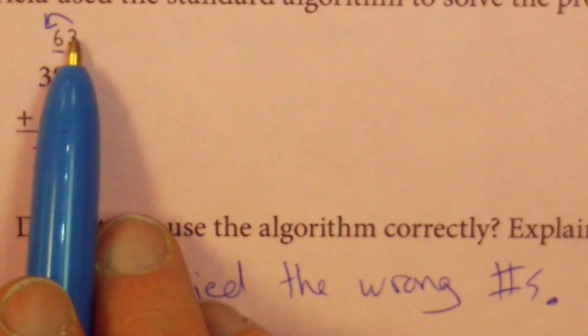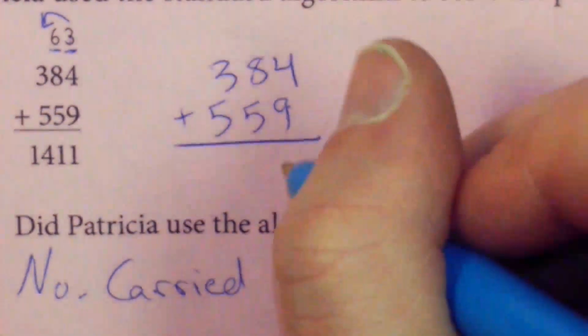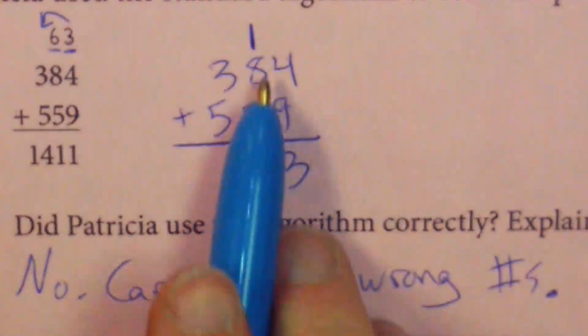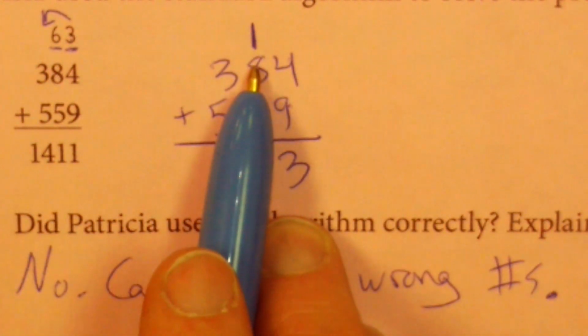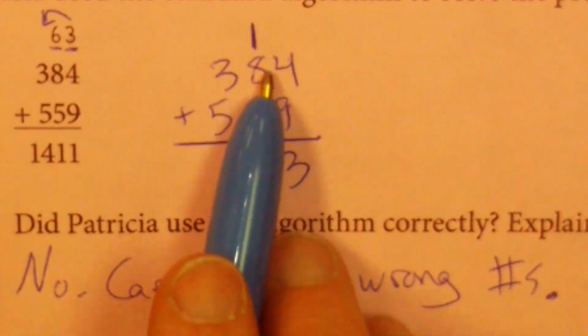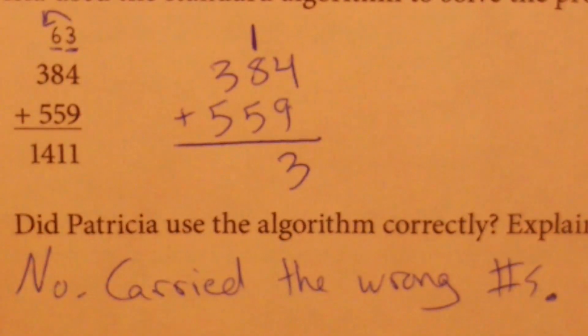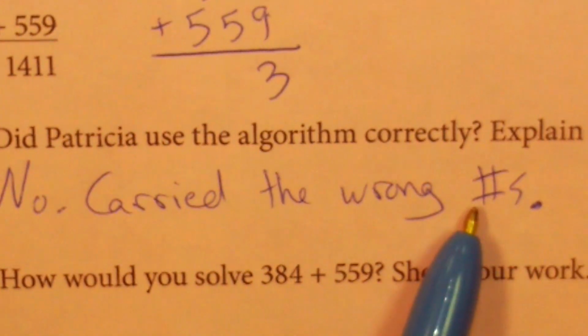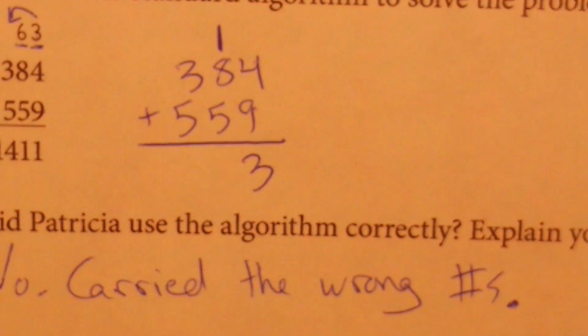Okay. Also, she put them in the wrong place. So even if she would have had a 1, that 1 would be in the wrong spot, right? Because if we do 384 plus 559, 9 plus 4 is 13, carry the 1. The 1 goes here above the 8. You carry over to the next row because we've already finished adding these two numbers. You would not put a 1 in a column that we've already finished doing the math on. So, no, she carried the wrong numbers. You also need to write that she carried to the wrong place. Make sure you put that in there.